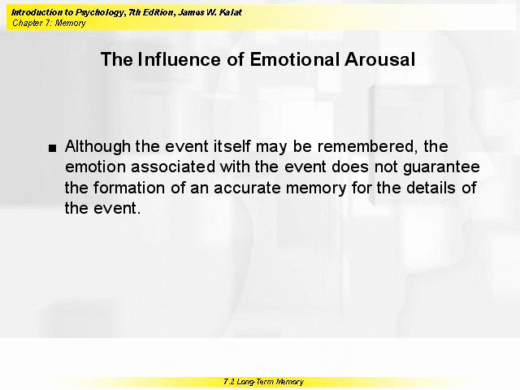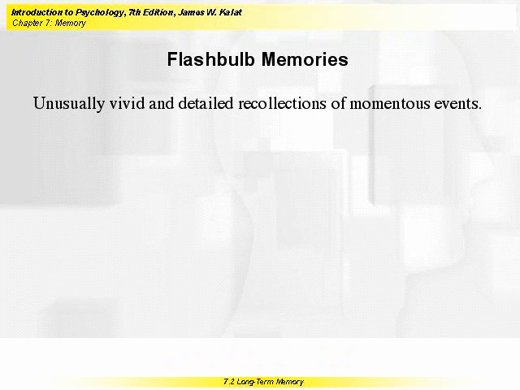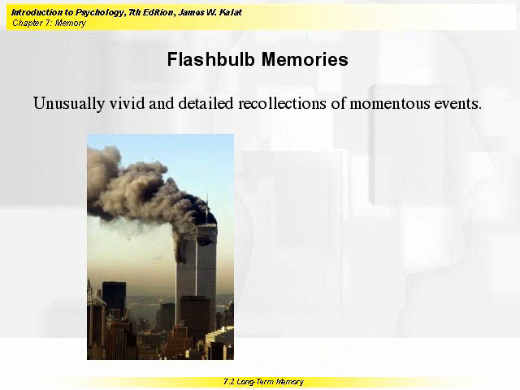Although emotion associated with an event may mean that the event is going to be remembered, that doesn't guarantee that the details of the event are going to be remembered accurately. Flashbulb memories are a good example of this. These are unusually vivid detail recollections we have of momentous events. For example, many people will long remember where they were and who they were with when they learned about the terrorist attack on the World Trade Center.